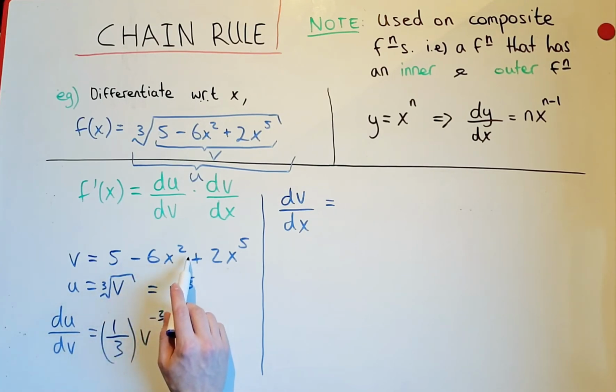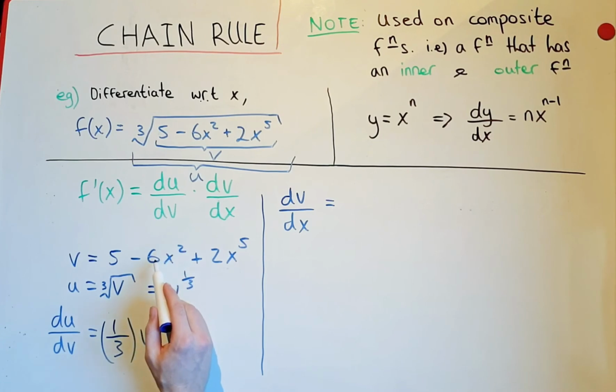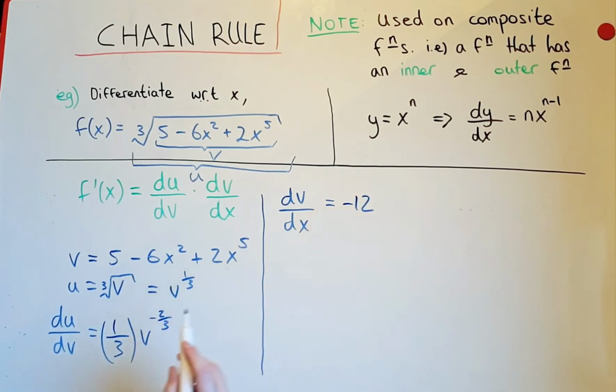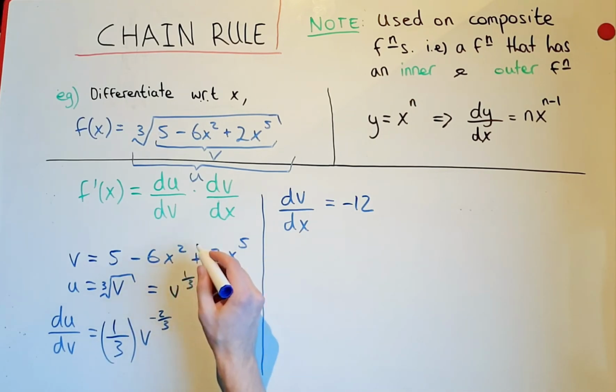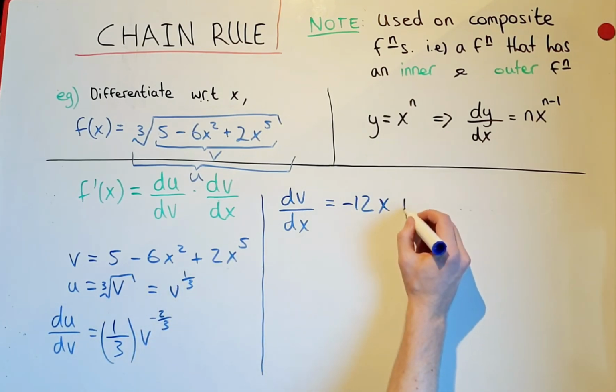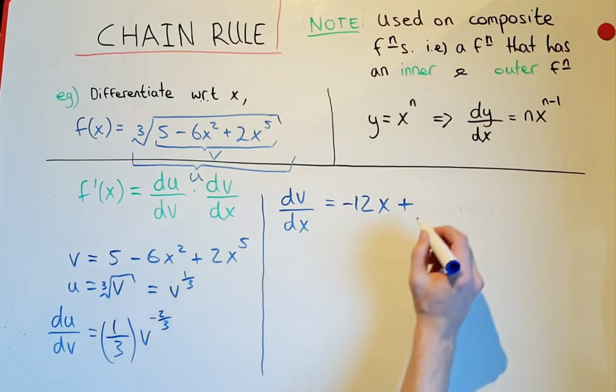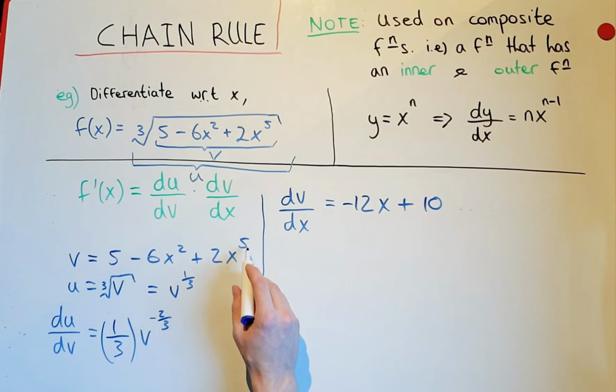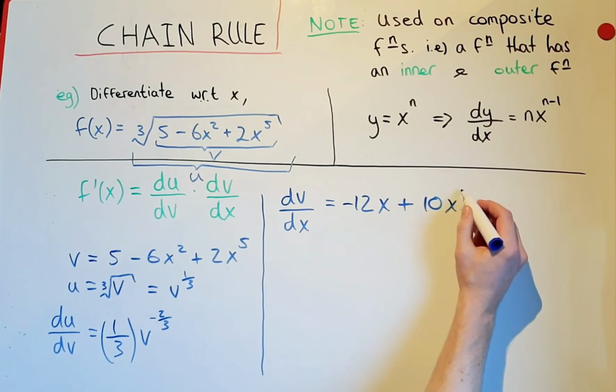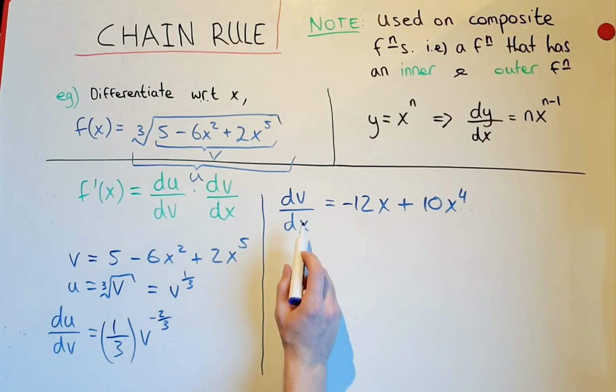So a minus 6x to the 2, we're going to bring the 2 down as a coefficient. It's going to be multiplied with that minus 6. So 2 by minus 6 is minus 12. And then the power of the x will reduce by 1, which will give us x to the 1, which is just x. Then we have this addition here, where we bring down the 5 and it's in product with the 2, so that's going to be 10, and we're going to reduce this fifth power by 1, which will give us 4. So our dv dx is minus 12x plus 10x to the 4.